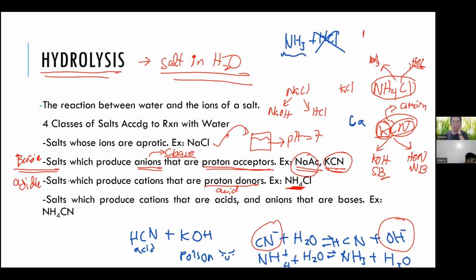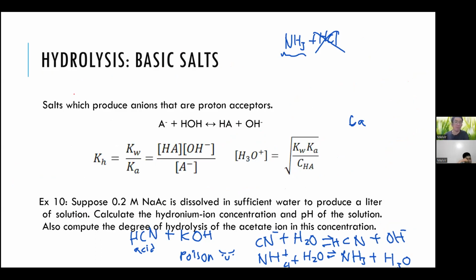So what if both parents of the salt are weak? Both cation and anion: the cation will act as an acid, the anion will act as a base. An example is ammonium cyanide. It's a double salt, right? Is double salt the term? No, double salt is not the term here.